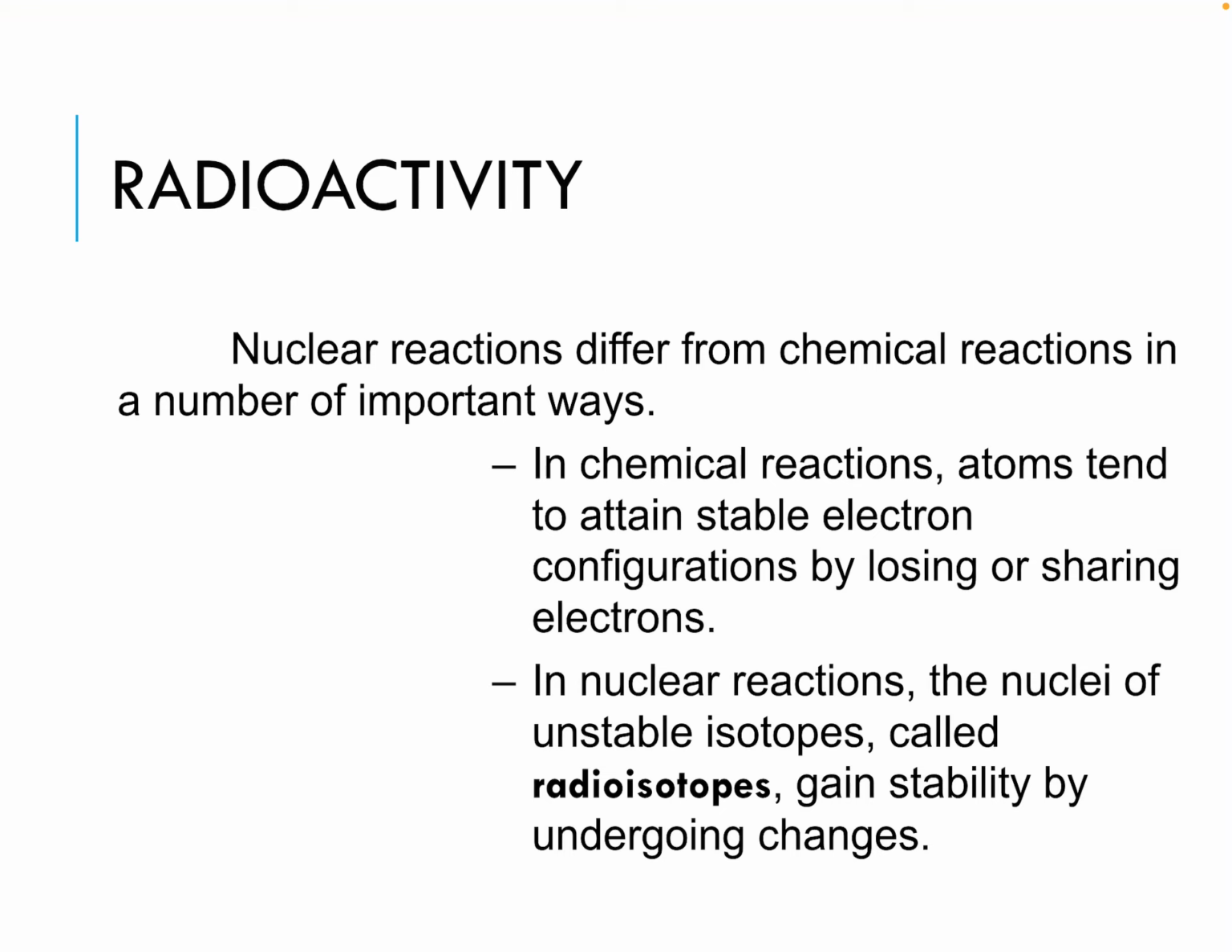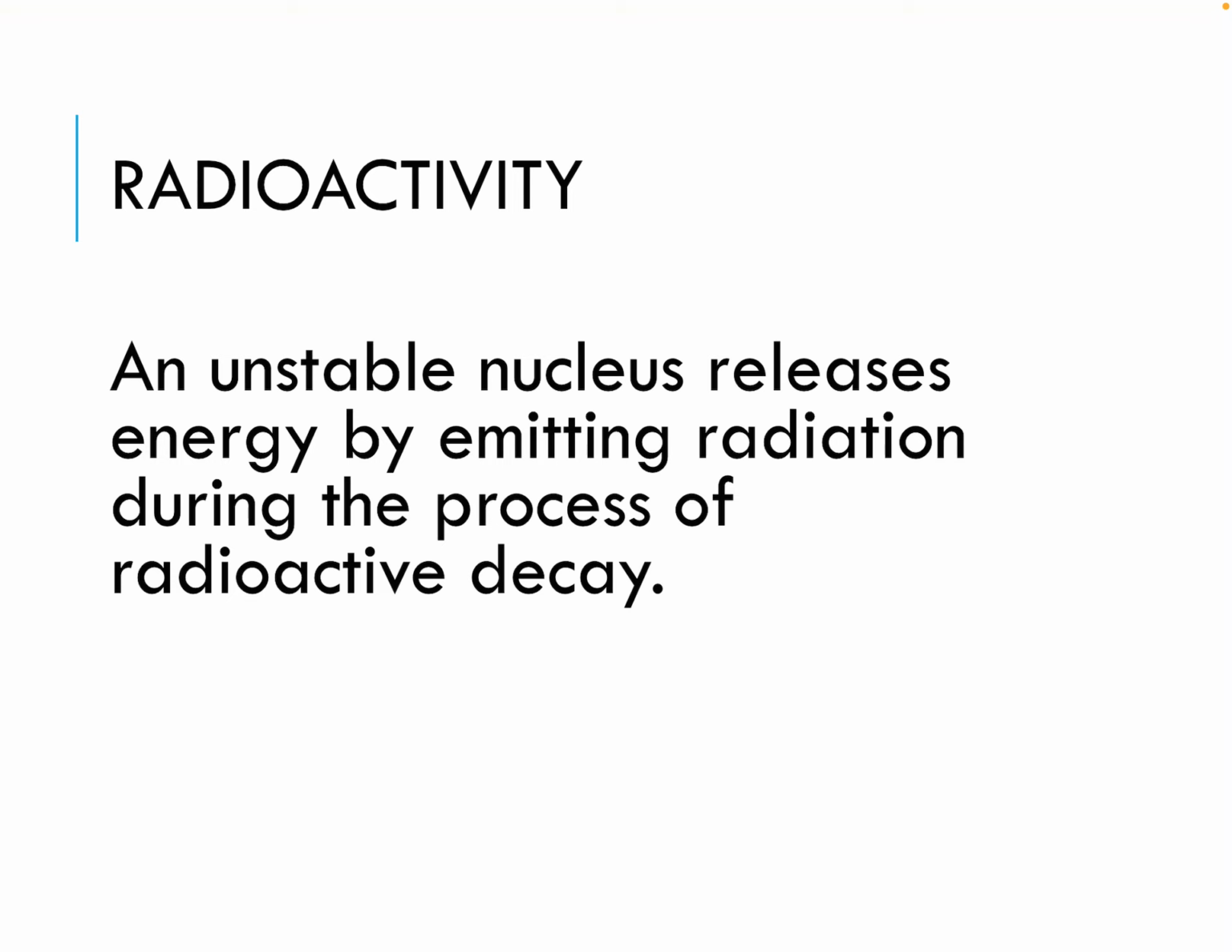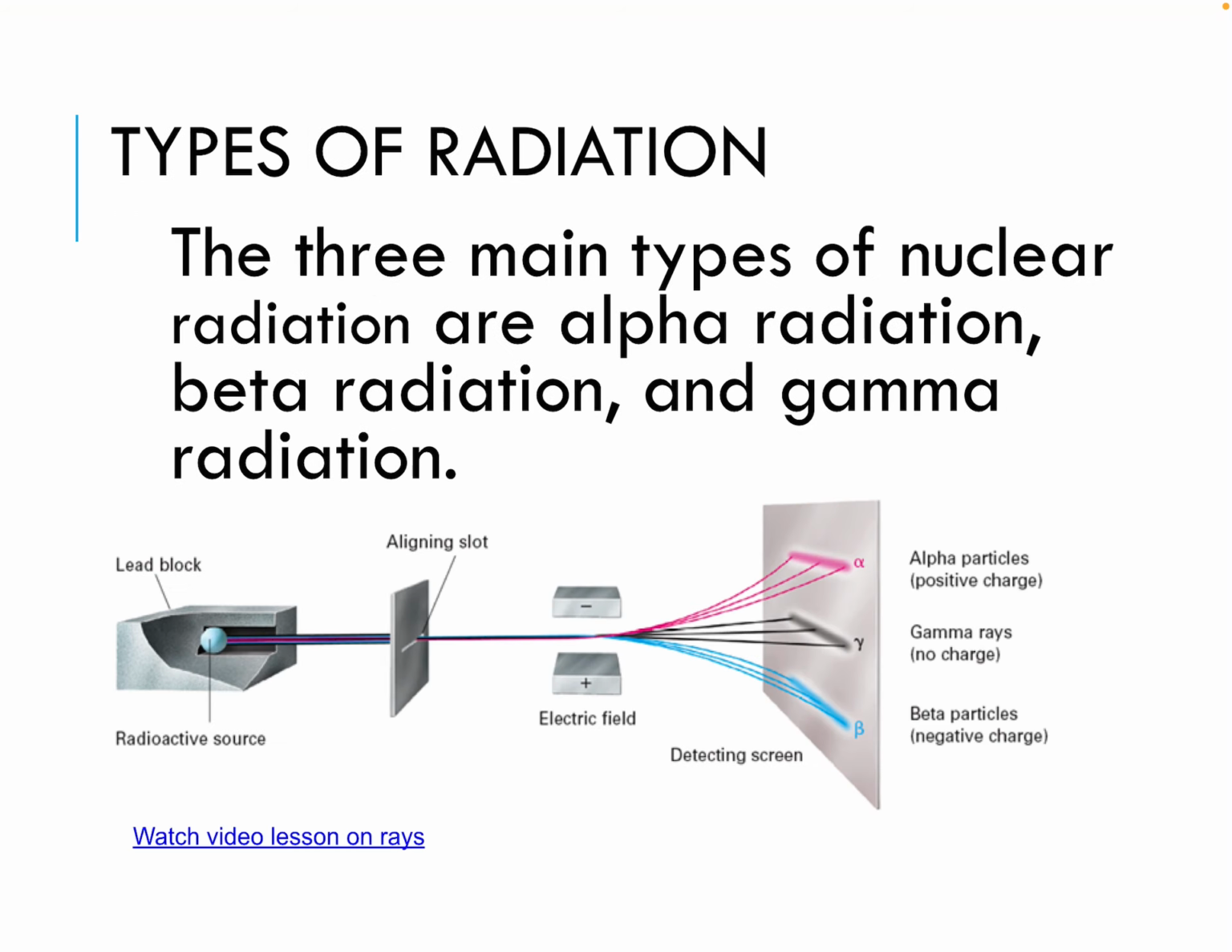So the nuclei of unstable isotopes are called radioisotopes, and the whole point of a nuclear reaction is that they become more stable by changing in some way. So an unstable nucleus is going to release energy by giving off radiation, and that's what we call radioactive decay.